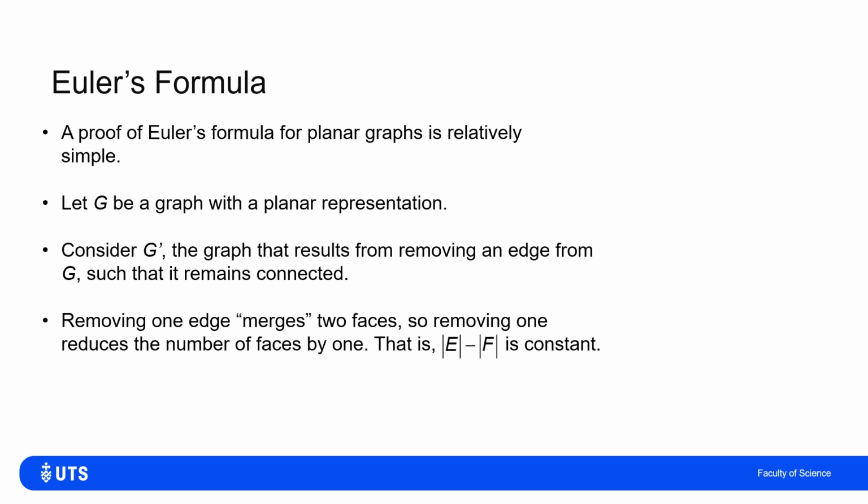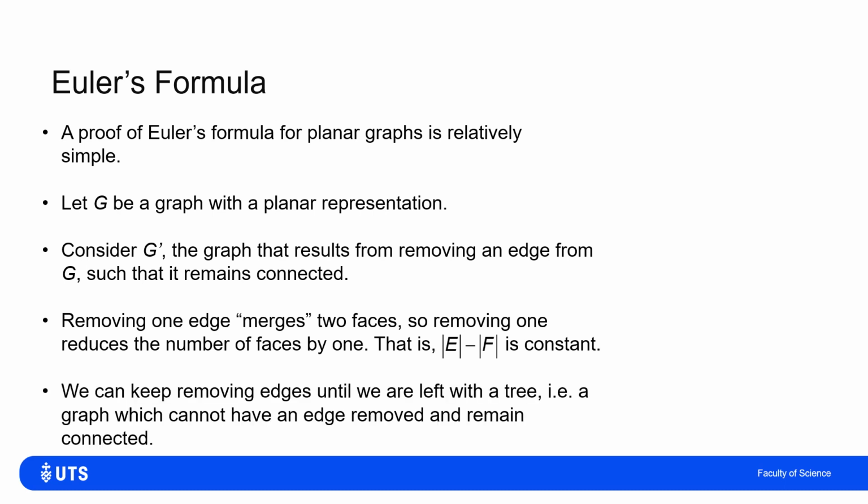If I remove that edge, it's going to merge 2 faces. So removing one edge is going to reduce the number of faces by 1. If I keep this idea that removing an edge also removes a face, I have that E minus F, the size of those sets, is constant. If I keep removing edges without disconnecting anything, eventually I'll get back to a tree. And when I get back to a tree, I have to stop, because if I remove an edge from a tree, I will not have a fully connected graph with the same number of nodes.